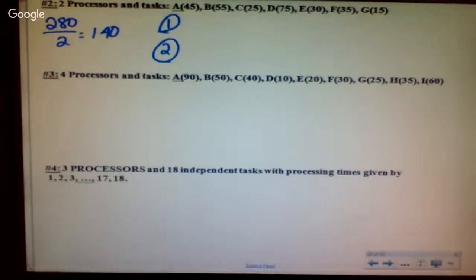I'm so impressed. Oh, wow, with your no calculator dividing skills.